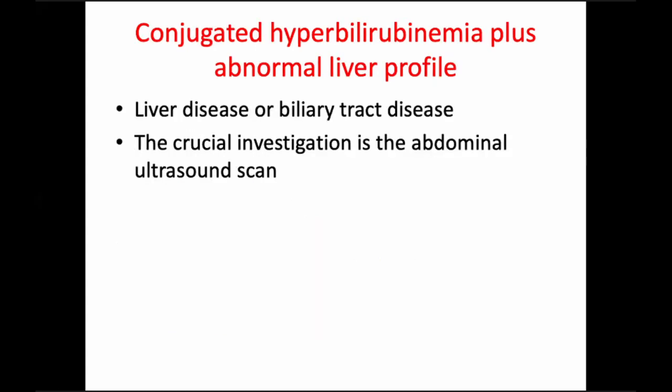Now, if there's a conjugated hyperbilirubinemia with an abnormal liver profile, the most likely situation is either a liver disease or a biliary tract disease. In that situation, the crucial investigation is the abdominal ultrasound scan, because it is very sensitive to pick out biliary tract disease. Then you can differentiate the biliary tract disease from the liver disease. Okay, so that's the information I wanted to give you about jaundice.